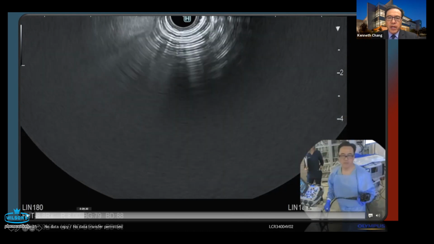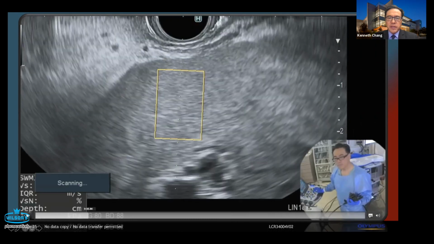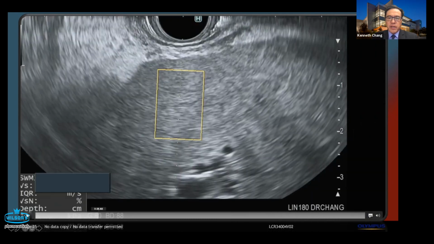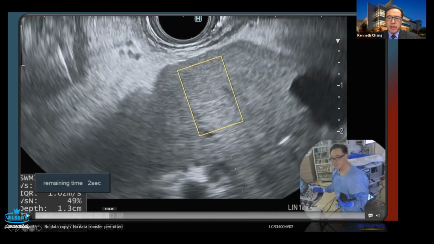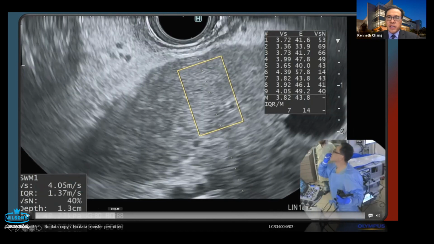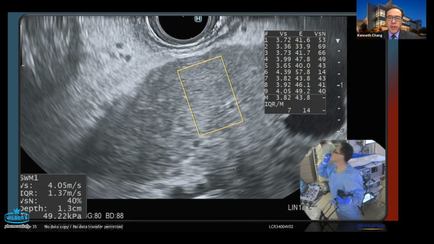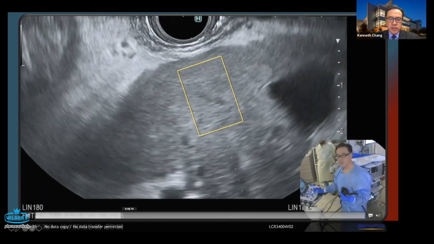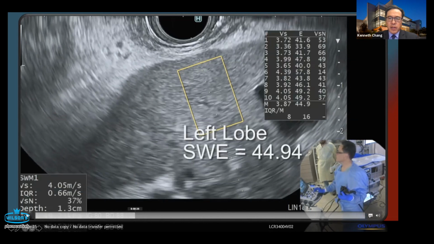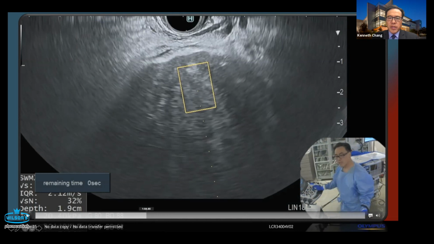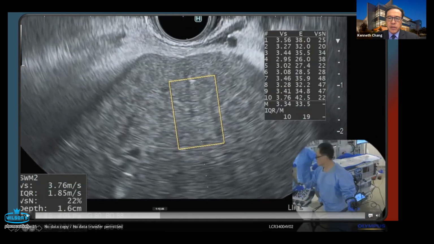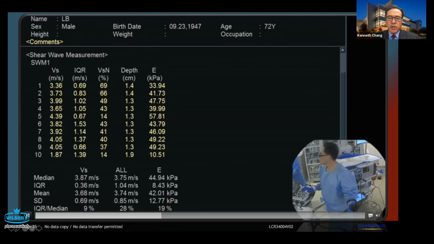And so then we go ahead and do shear wave. So shear wave is going to be high. And after 10 sampling, the shear wave E value is 43.8 kilopascals. And this is the left lobe, I believe. And then the left lobe is 44.94. Right lobe is 33.5. So there's some variability between right and left lobe, but clearly both lobes are quite abnormal.